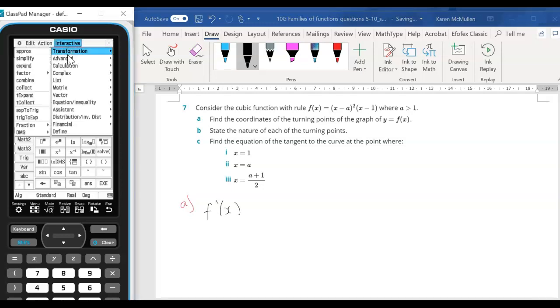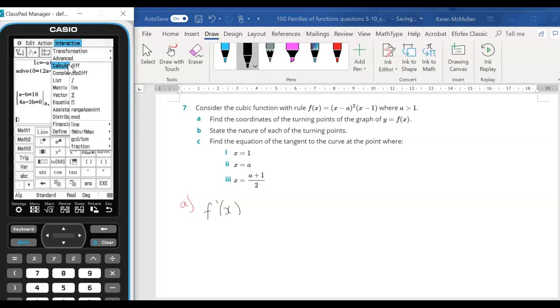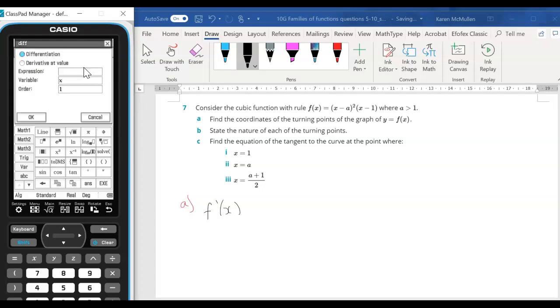I always have trouble finding which menu it is. Okay, so we've got x minus a to the power of 2, and then x minus 1.